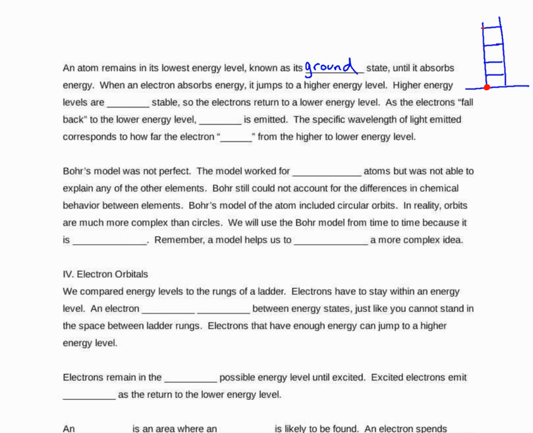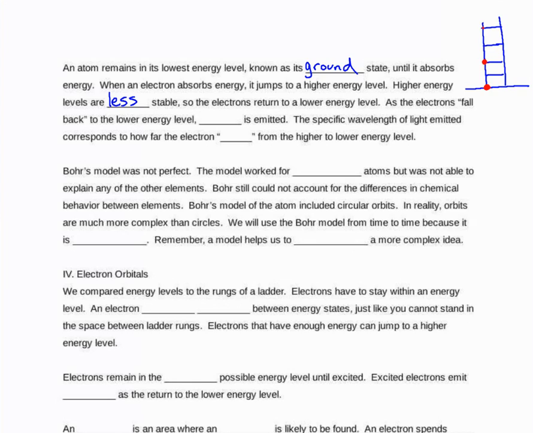When an electron absorbs energy, it jumps to a higher energy level. So this one was in the ground state. It is going to absorb energy, and maybe it will end up here on the second rung. The thing about higher energy levels, just like with ladders, is that higher levels are less stable. If you climb a ladder that is not the strongest ladder, the higher you go, the more you will feel it wobble.